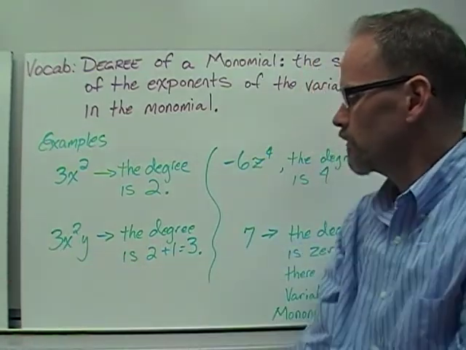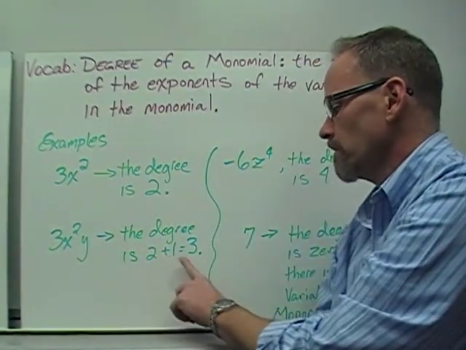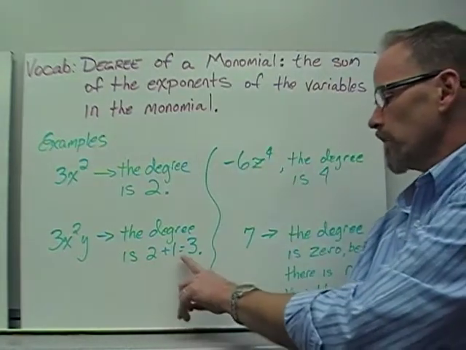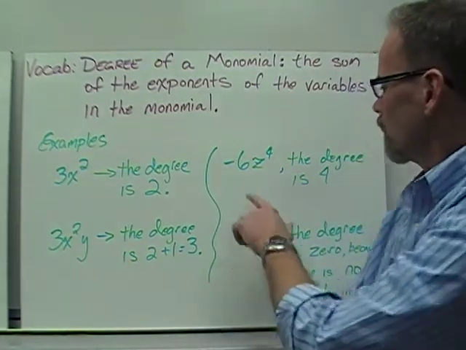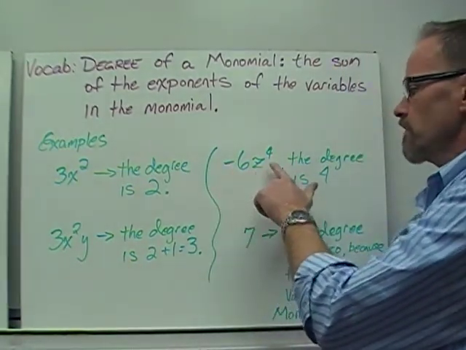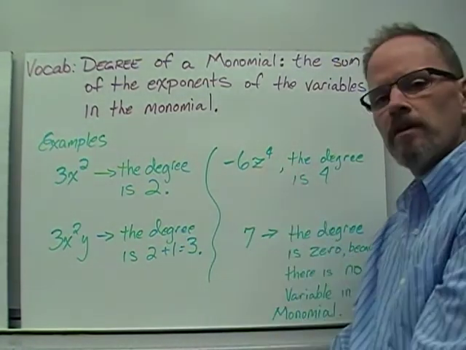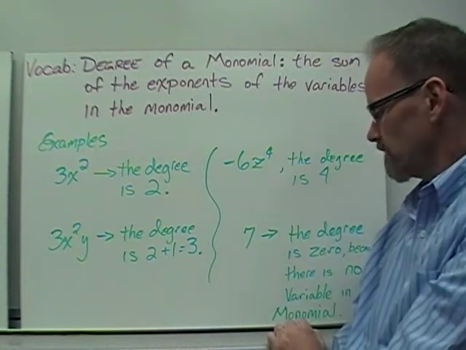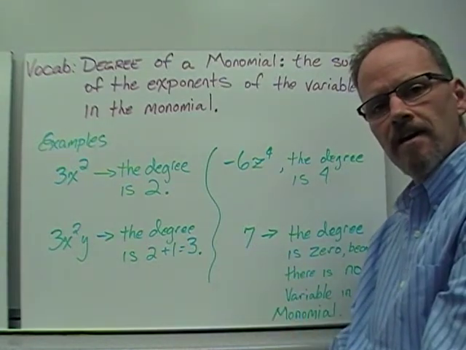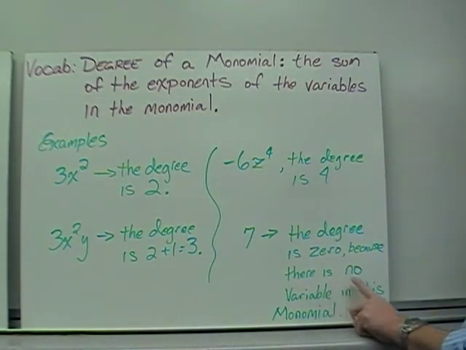Down here, I have a 2 and a 1, so the degree is 2 plus 1. Remember sum, 2 plus 1 equals 3. This is a degree 3 monomial. Over here, if I had something like -6z to the 4th power, you guessed it, I only look at the variable and the exponent of that variable, and it would be 4. Look at this here, number 7. It does not have a variable, so the answer to this is 0. The degree is 0 because there is no variable in this monomial.